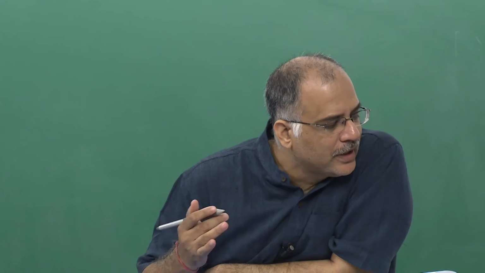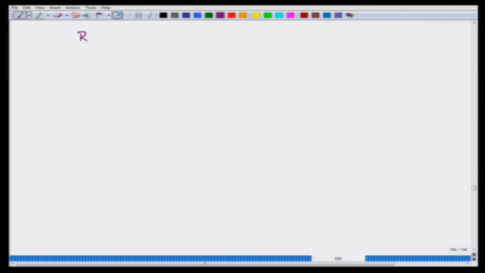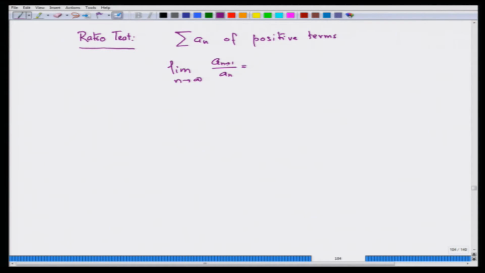So, let us now look at another test. It might be slightly boring that we are just doing test after test, but these are useful because every series cannot be checked in the same way. So, again you have a series summation a_n of positive terms, then you have to find the limit of a_{n+1} by a_n. That is why it is called the ratio test. You are looking at the rate of the movement of the sums by looking at the ratio of the terms.